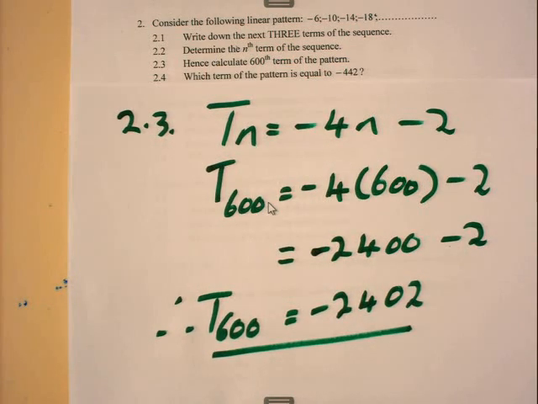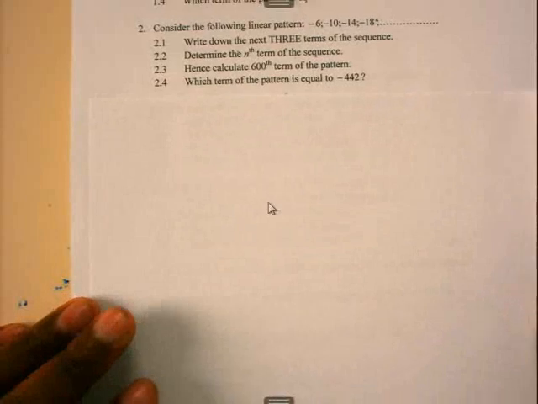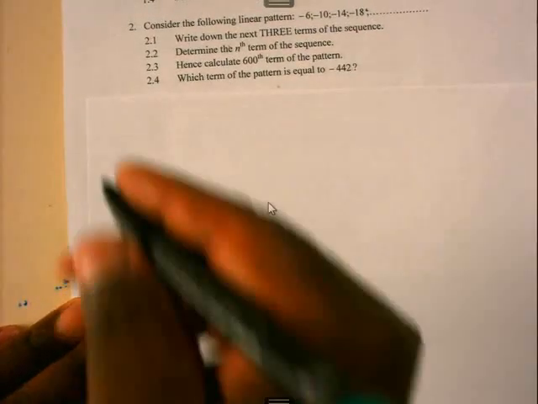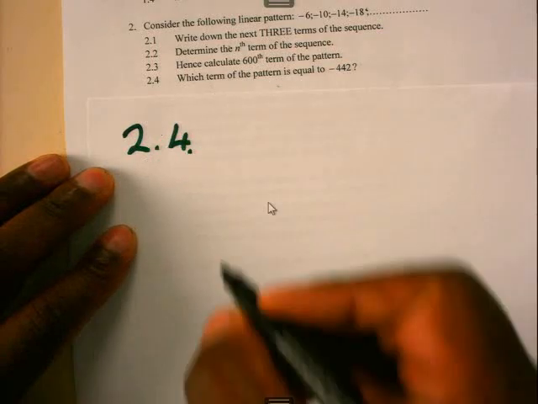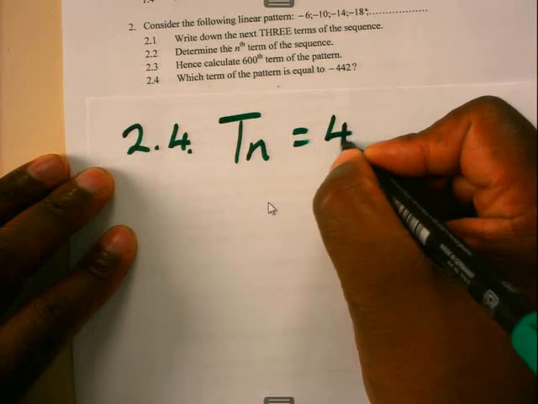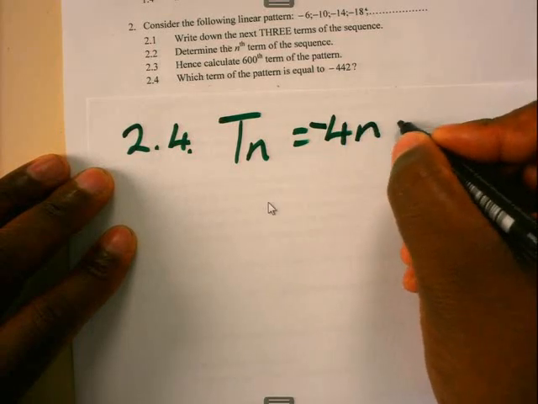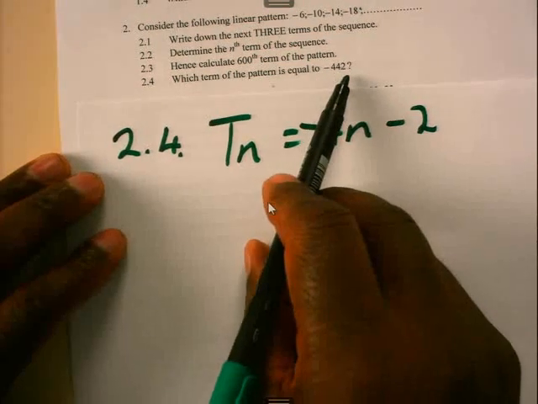Which term of the pattern is equal to minus 442? Now, this is how we work it out. This one, 2.4. Remember, our nth term is equal to minus 4n minus 2. So which term is equal to minus 442?